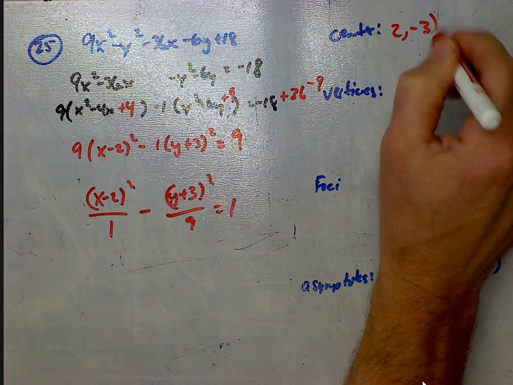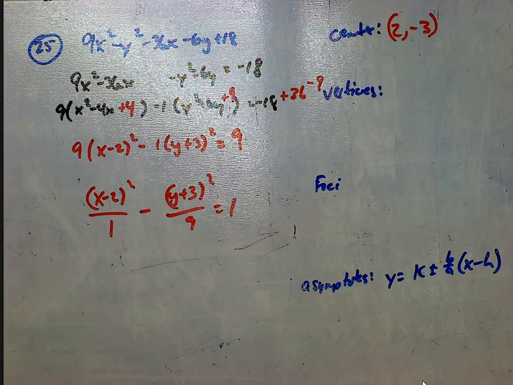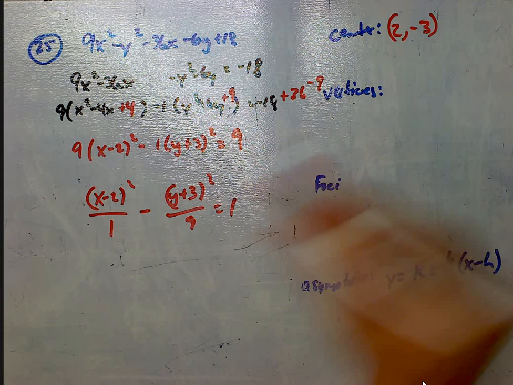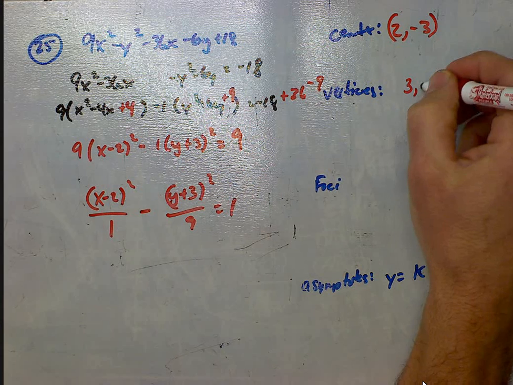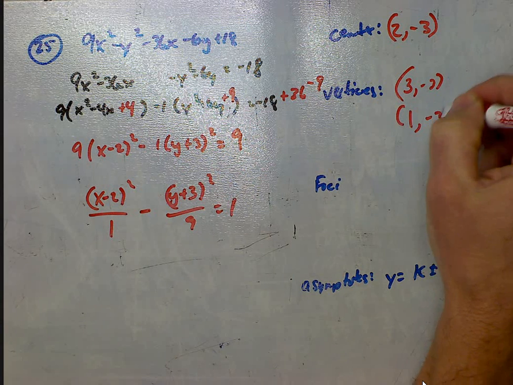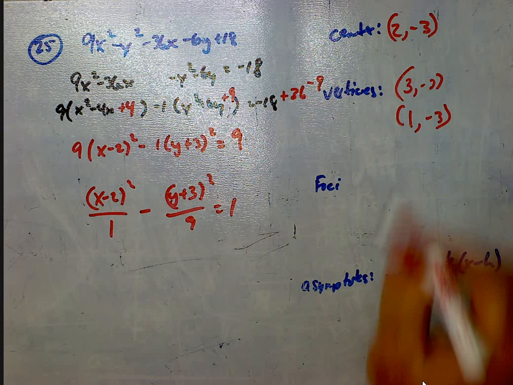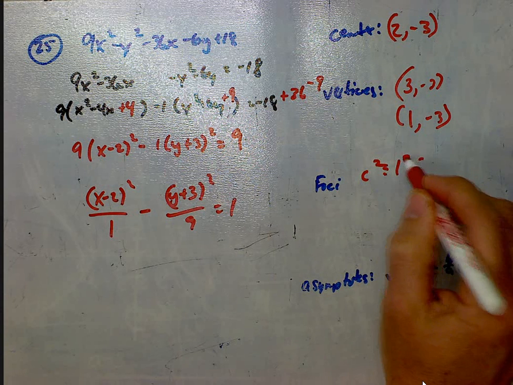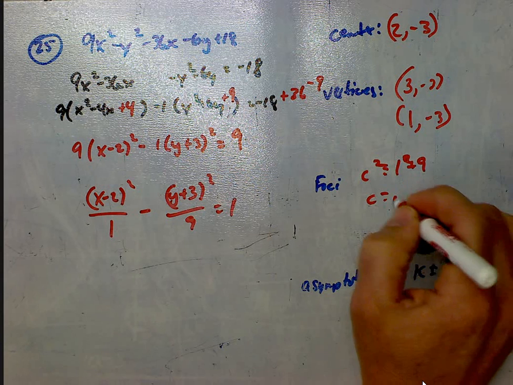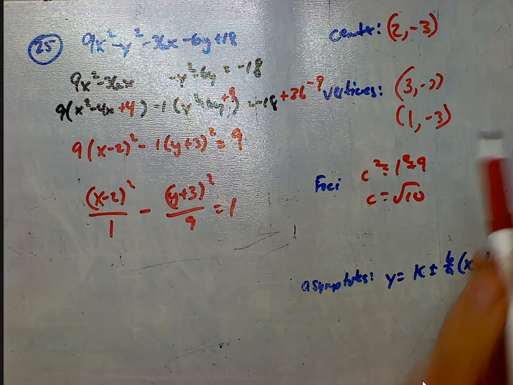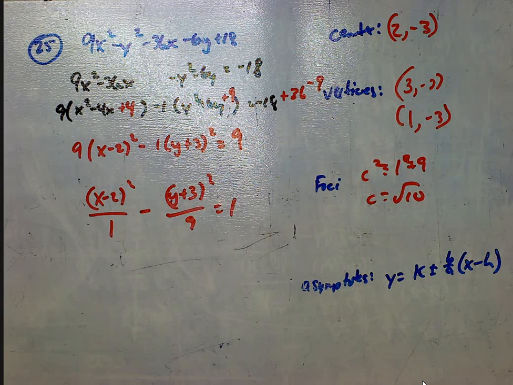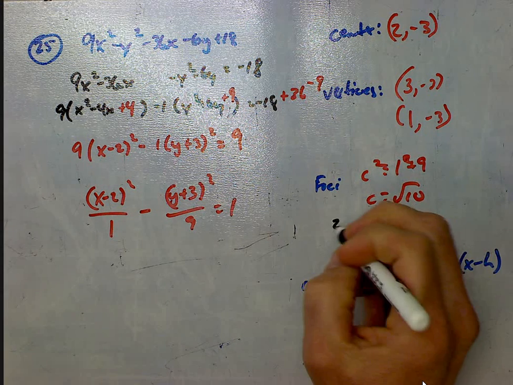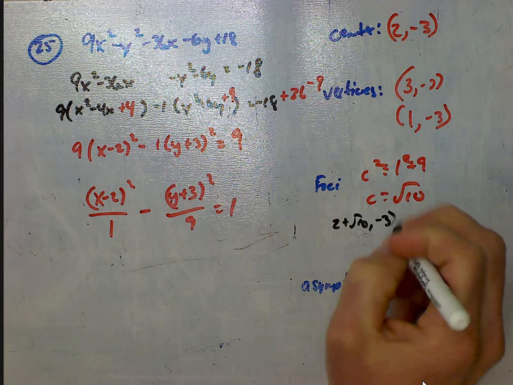The vertices, a is 1, so move 1 in the x direction. So the vertices are 3 comma negative 3 and 1 comma negative 3. For the foci, c squared equals a squared plus b squared, so c is the square root of 10. So now the foci are going to move square root of 10 away from 2. So 2 plus square root of 10 comma negative 3, 2 minus square root of 10 comma negative 3.